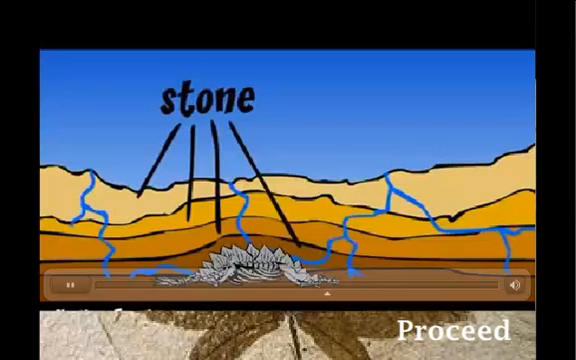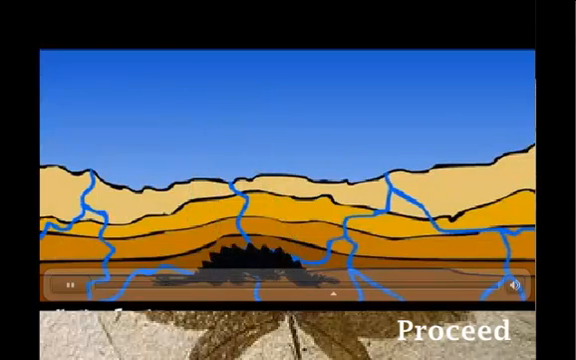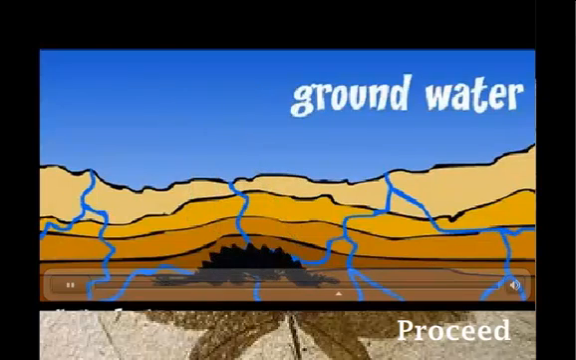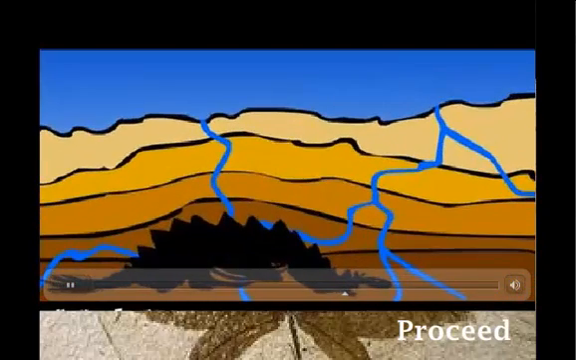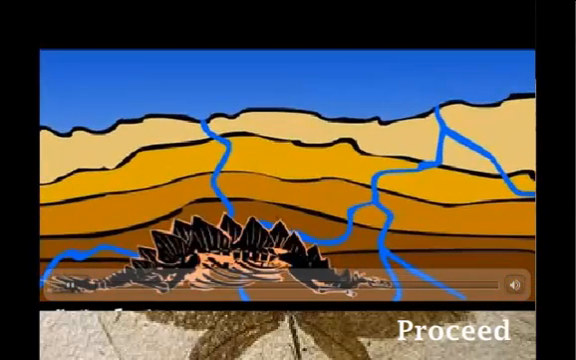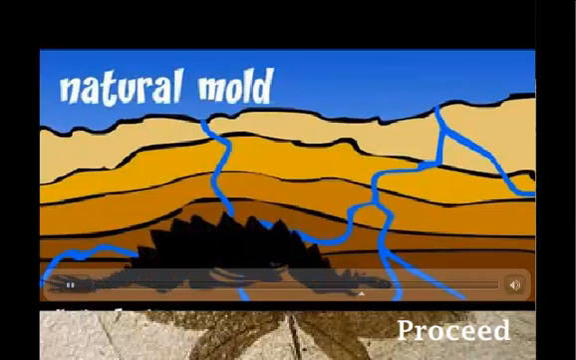The bone is slowly washed away by little trickles of water. This water is called groundwater. The bones leave an open space in the exact shape of the dinosaur skeleton. This open space is called a natural mold.